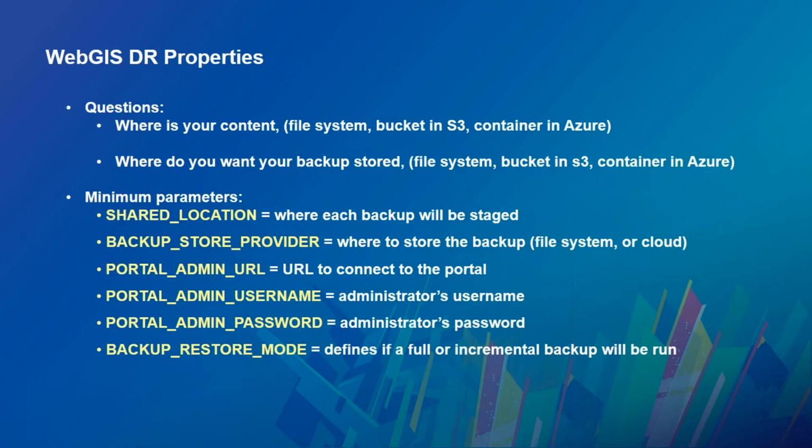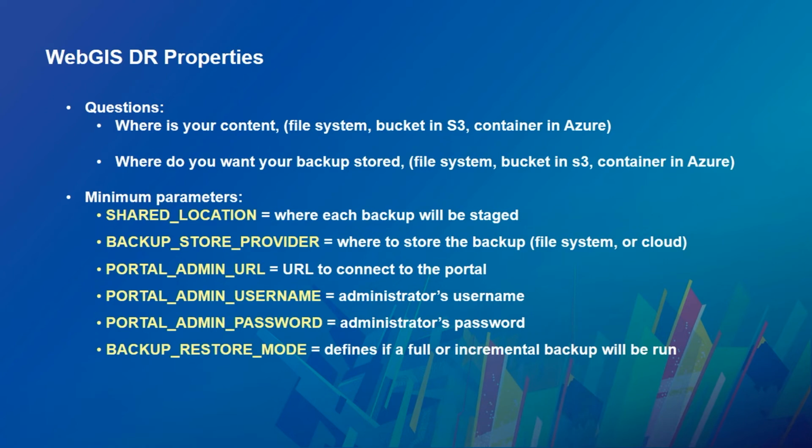So once you begin populating the DR tool properties file, there are a couple of questions that you have to ask yourself. One is, where is my content located? And this is important because when the content's on the file system, we can include that within the DR tool backup itself. So we actually zip it up within the backup. But when your content is in cloud storage, we want to make sure that we keep it in cloud storage. So in that case, you can provide a backup container name or a backup bucket name.